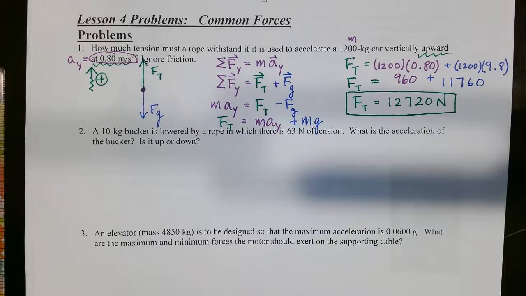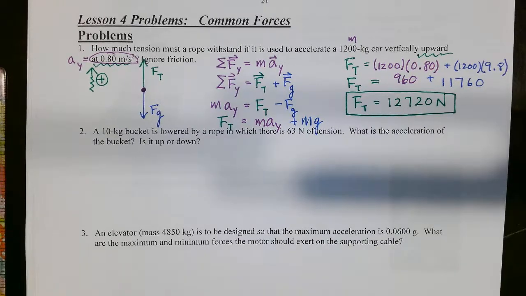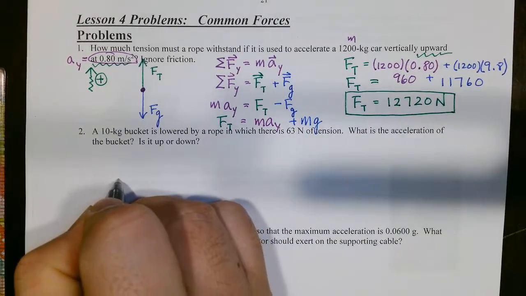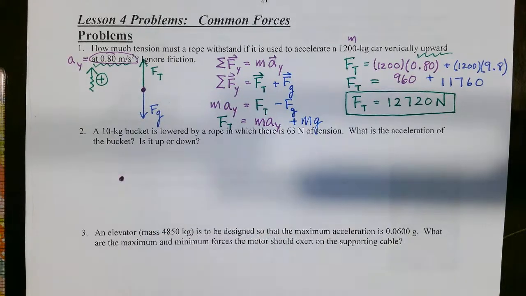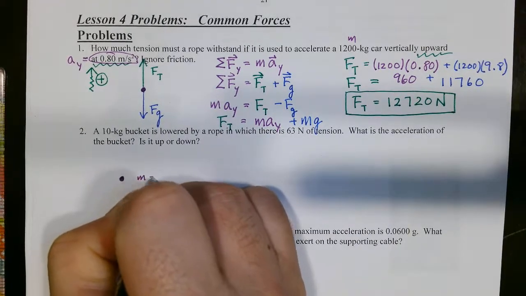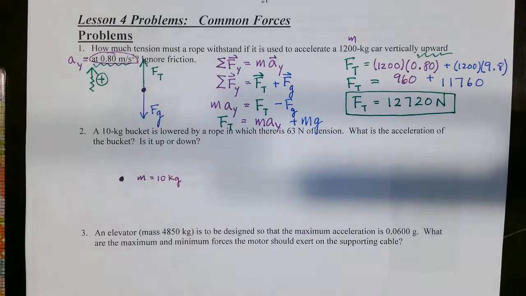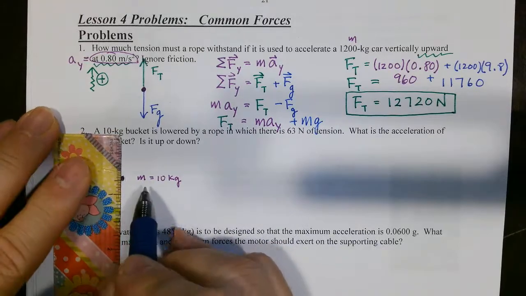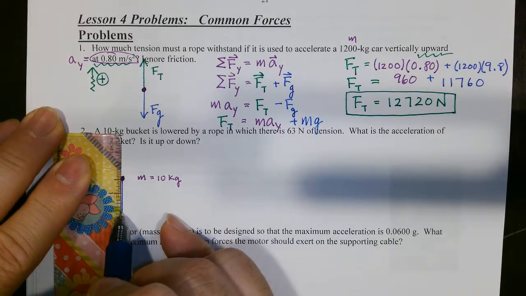All right, then let's take a look at number 2. I have a 10-kilogram bucket and it is being lowered by a rope in which there is 63 newtons of tension. Now you've got to be careful with this, right? Which way you want to call positive and which way you want to call negative is very important. So here, assume my spherical bucket, and the mass of this bucket is 10 kilograms. Right? And I have Fg of this bucket going straight down.